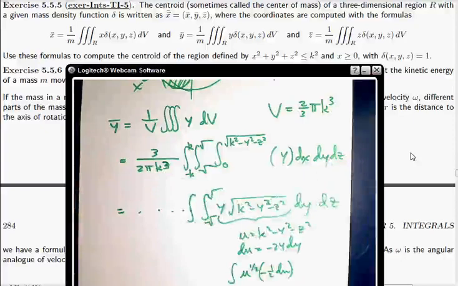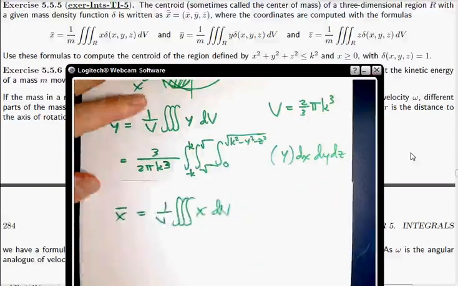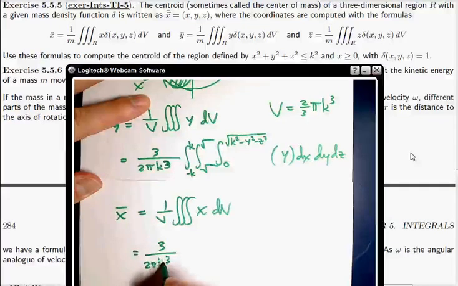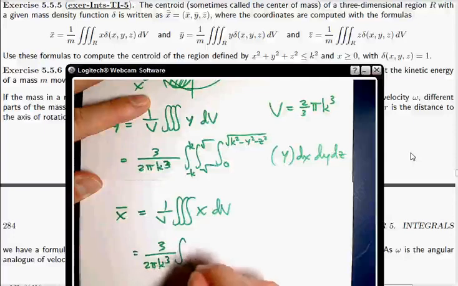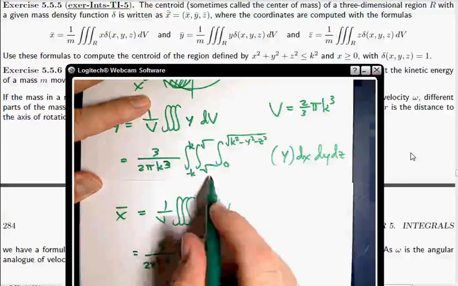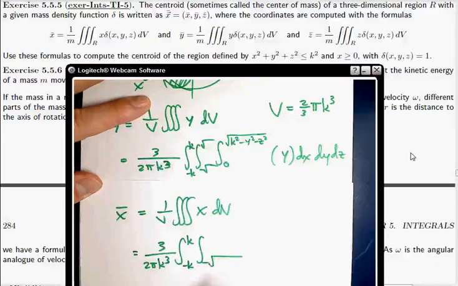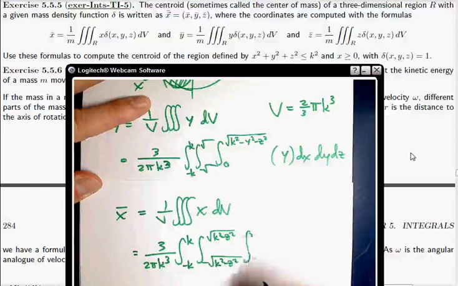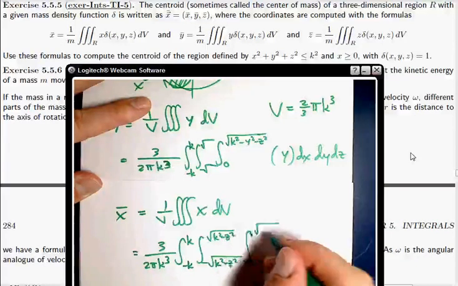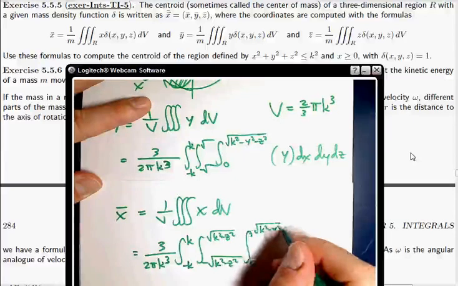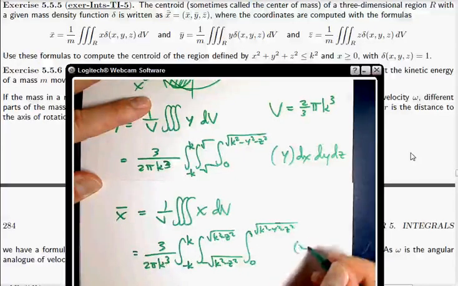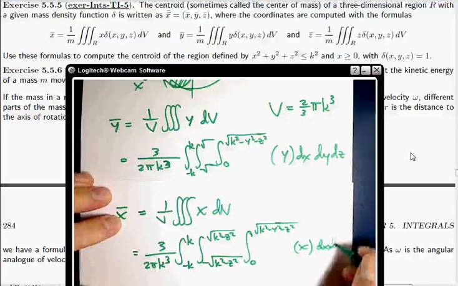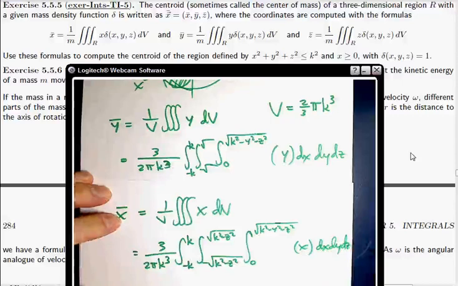Let's do that. So again, I'm going to cheat, recopy. It's 3 over 2 pi k cubed, integral from negative k to k. Integral from, well, I better write this out this time. This is negative square root of k squared minus z squared to positive square root of k squared minus z squared, and then integral from 0 to square root of k squared minus y squared minus z squared, x this time, dx, dy, dz. Okay.